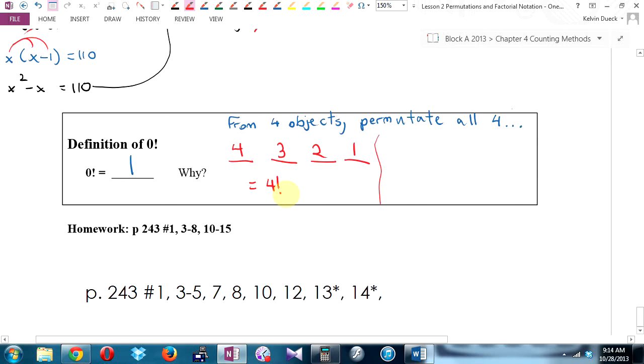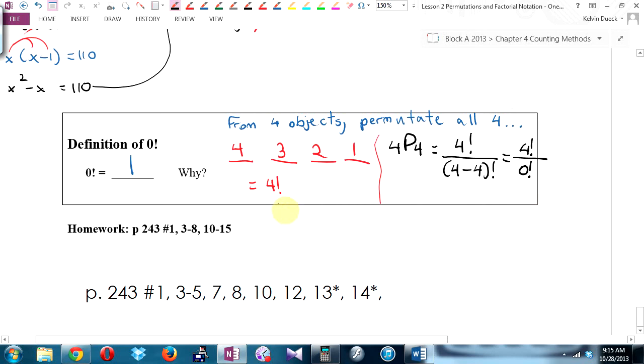Okay? But the other way we could do this is our permutation equation. We could go, well, isn't that the same as from 4, pick 4? Permutate 4? And I told you this was defined as the first number factorial divided by the first number take away the second number factorial. Right? Hey, what does that bottom bracket work out to? What is 4 take away 4? This is 4 factorial over 0 factorial.